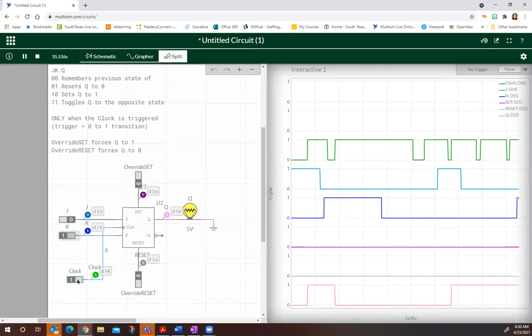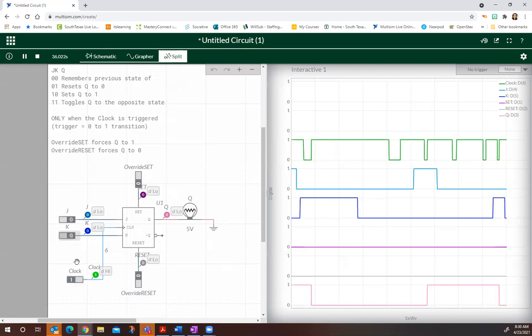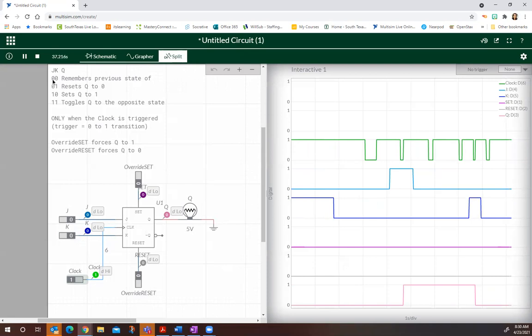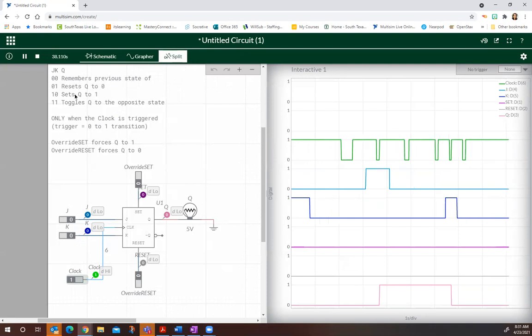But if I reset it, press the trigger, and then I load a 0, and I let go of the trigger and press the trigger, now 0, 0 remembers that the Q was off. So what you have to realize is that for 0, 0, the output is going to remember the previous state of Q. If it happened to be 0, it's going to stay 0. If it was a 1, it's going to stay a 1.